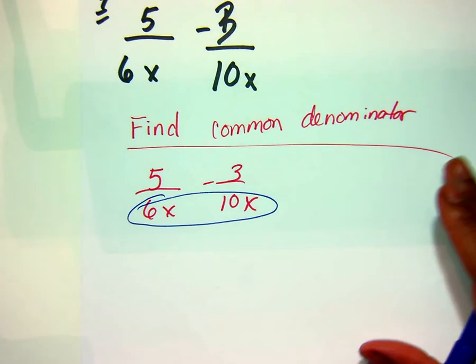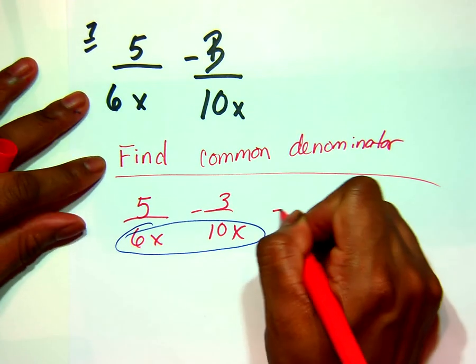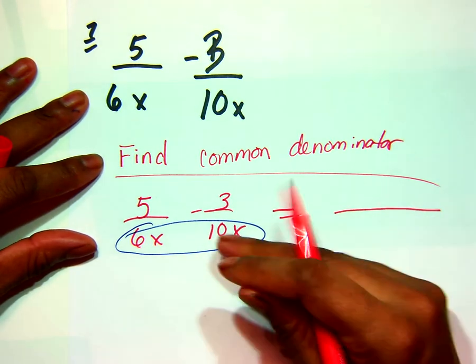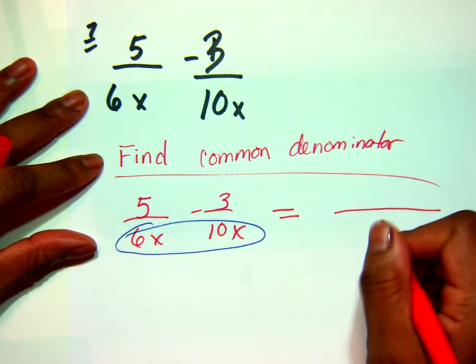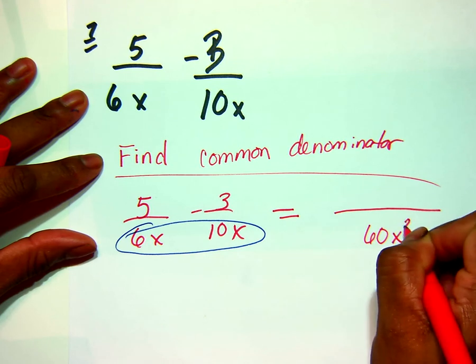Still dealing with rational expressions, we have this one now. So your first step is to find your common denominator. Well, instead of trying to figure out what number can go in both 10 and 6 at the same time, we're going to do it a little bit differently. For this one, notice how I had these two circled. So that means I'm going to multiply. 6 times 10 gives you 60, and you've got x to the second power.